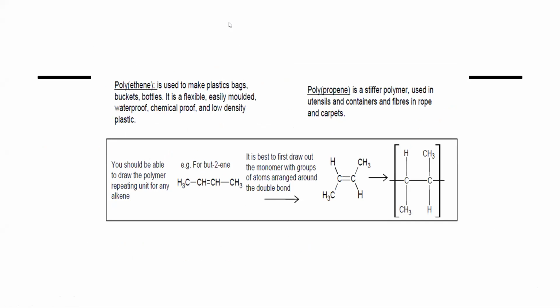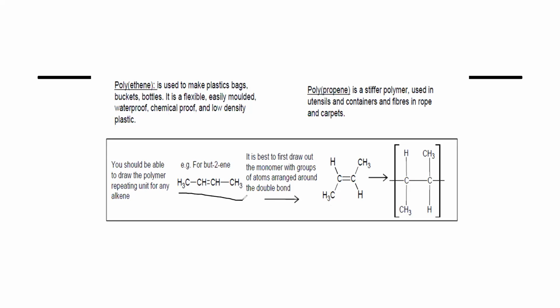Then the uses of polyethene. Polyethene is used to make plastic bags, buckets, bottles. It is flexible and it can easily be molded. It's waterproof, chemical proof, and a low density plastic. Whereas polypropene is a stiffer polymer, it is used in utensils, containers, fibers in rope and carpets.